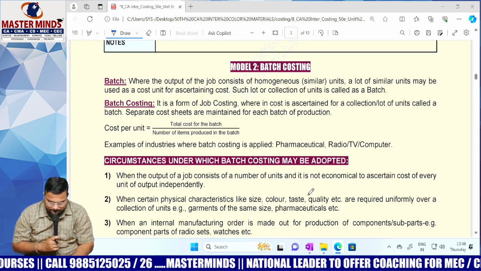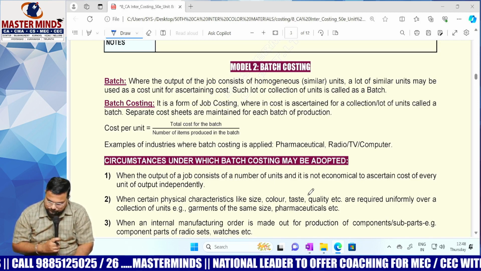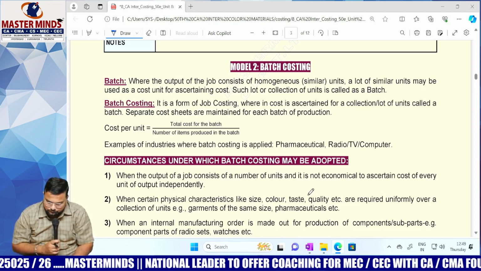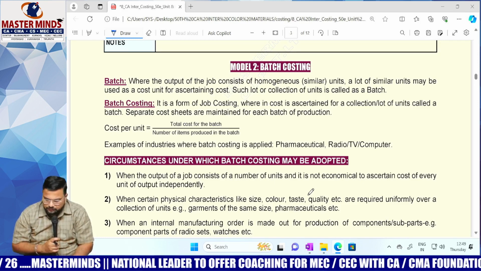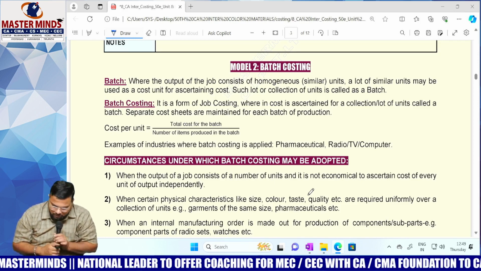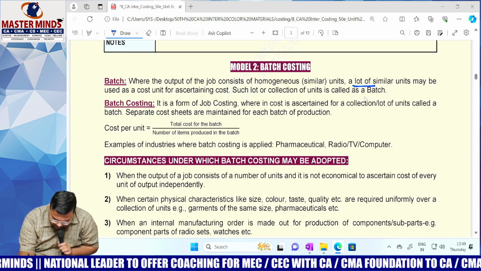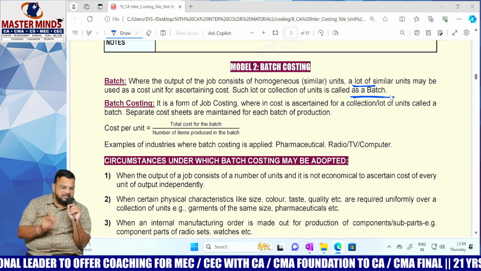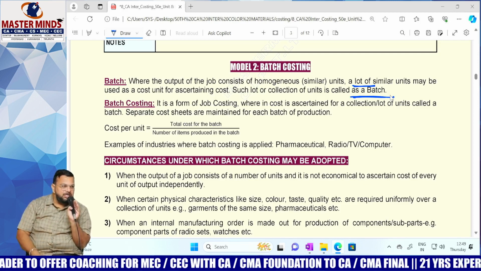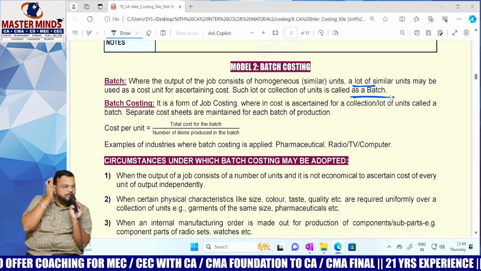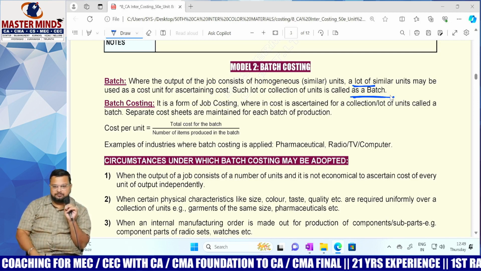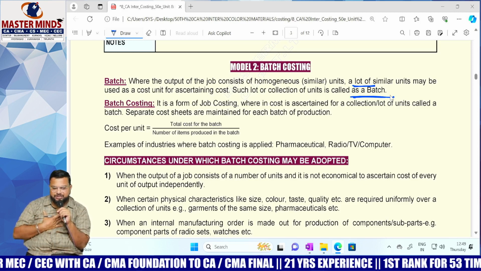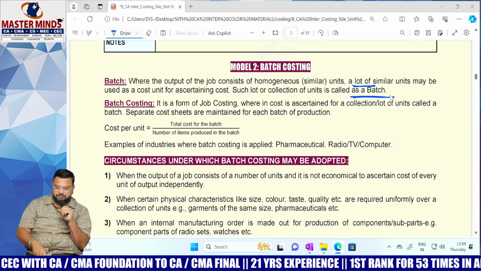Batch: where the output of the job consists of homogeneous units, a lot of similar units may be used as a cost unit for ascertaining cost. Such a lot or collection of units is called a batch. See here, lot means nothing but batch. When we are supposed to produce the same products in large quantity, instead of producing at a time, we will produce in batches. Why? It becomes very easy for the manufacturer to have proper control over production.